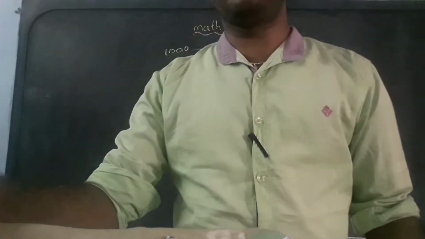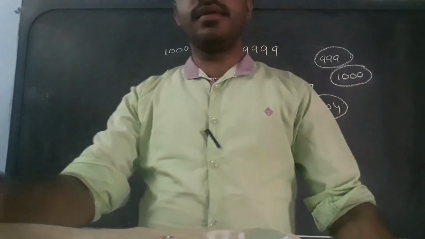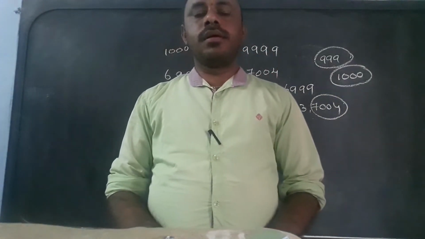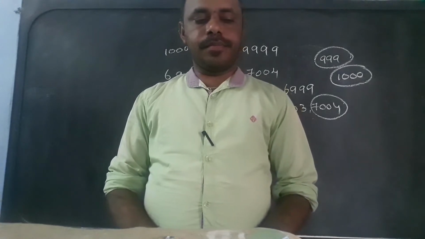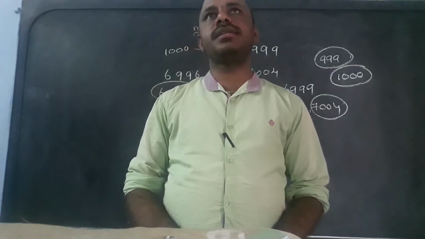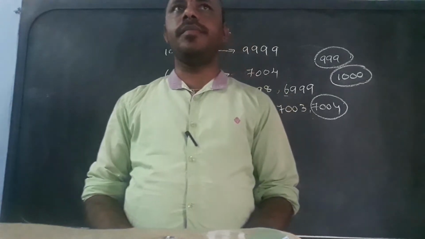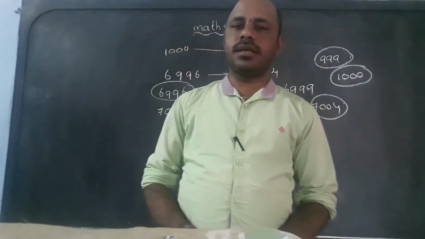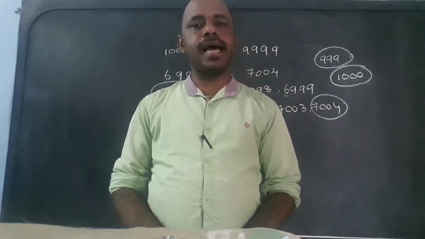Hi children, before this session we discussed the Indian place value system. Now in this session we are discussing writing numerals. Before, in the Indian system, the place values are ones, tens, hundreds, thousands, 10,000s, lakhs and 10 lakhs.